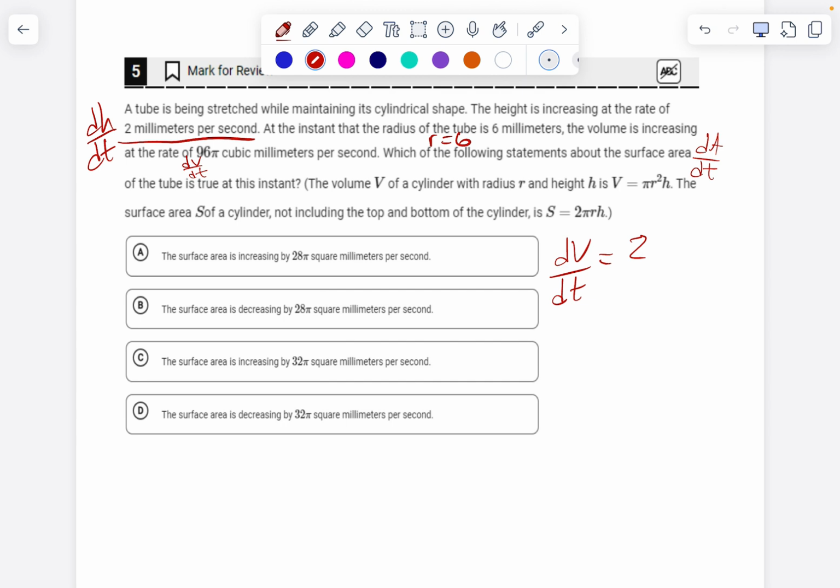In a cylinder, what is true? This one isn't true actually anymore. Never mind. 2, so pi.